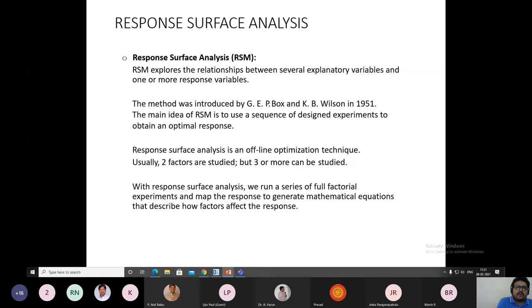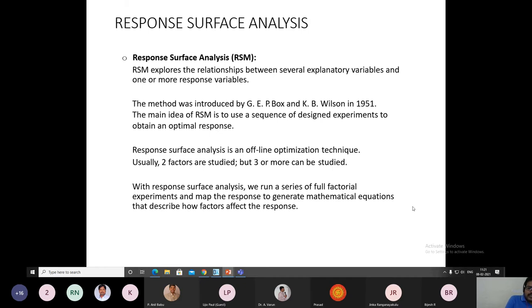If you see an overview, a glance of RSM: RSM explores the relationship between several explanatory variables and one or more response variables. This method was first introduced by G.E.P. Box and K.B. Wilson in 1951. The main idea of RSM is to use a sequence of designed experiments to obtain an optimum response. Response surface analysis is an offline optimization technique. Usually two factors are studied, but three or more can also be studied.